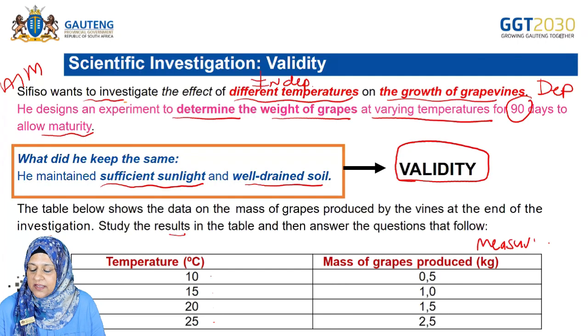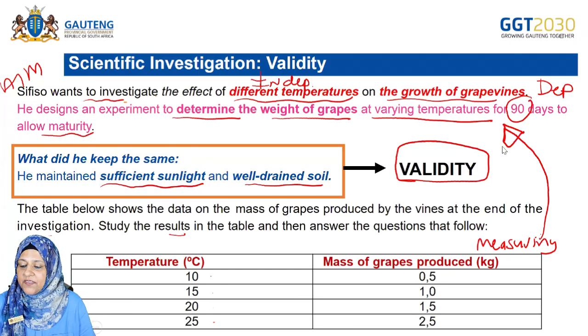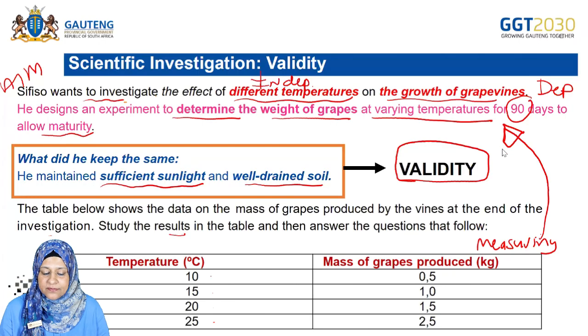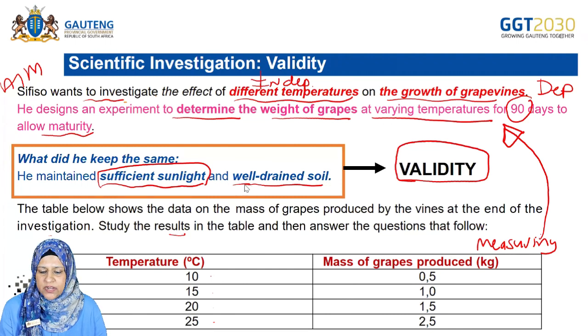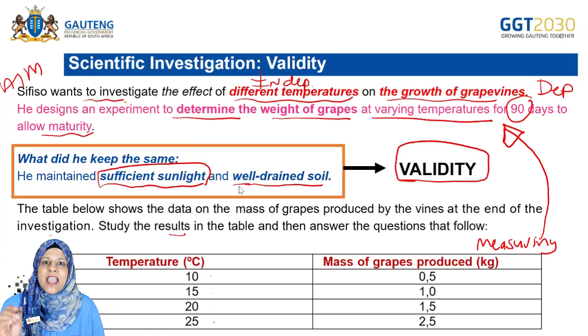Therefore, this is what we are measuring, the mass of the grapes produced. And this is telling us the growth of the grapevines. And that's giving us our dependent variable. Now, he had sufficient sunlight and well-drained soil. So if he had waterlogged soil, or if he did not have sufficient sunlight, then he is changing the variables, and that is going to affect our results negatively and decrease validity.